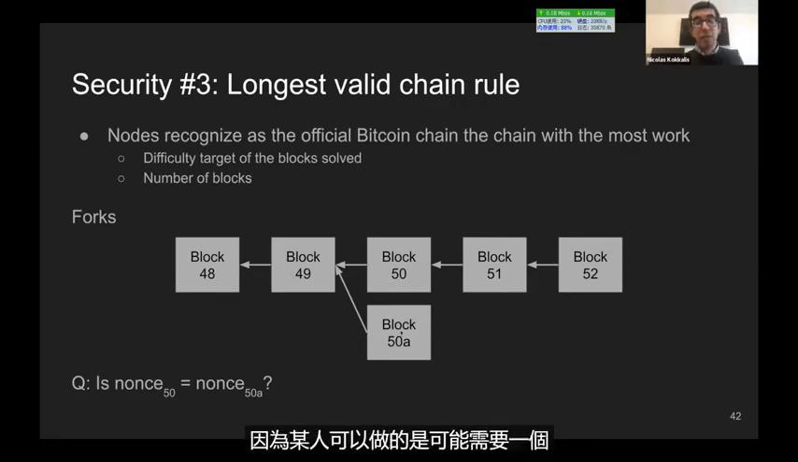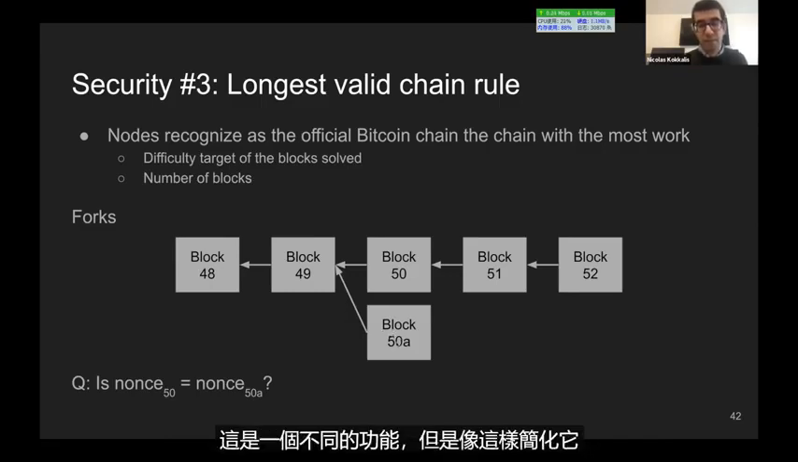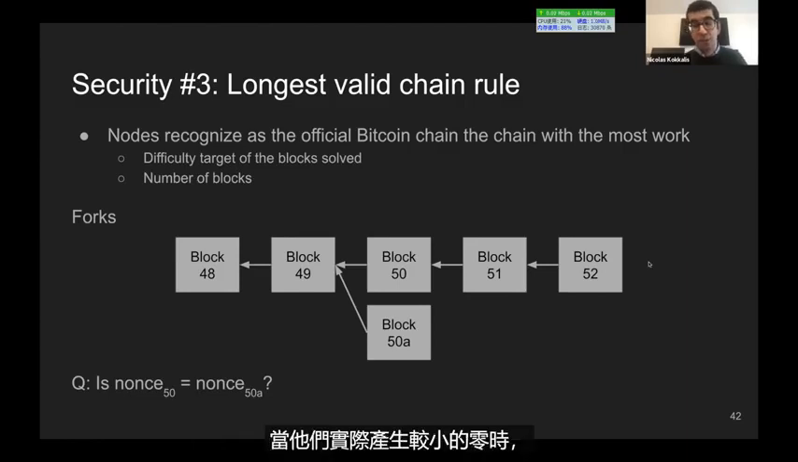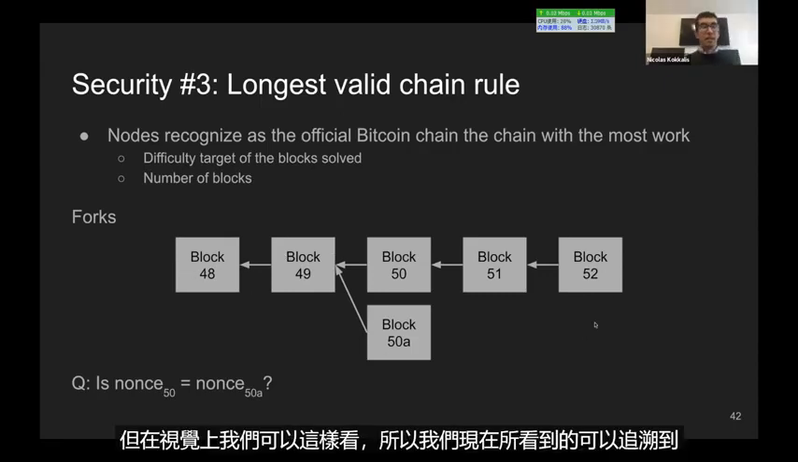Because someone could take a really small difficulty here and produce a ton of blocks, and then the sum of all the difficulties here is actually smaller than the difficulty over here. And it's not a sum, it's a different function, but simplifying it like that, it would basically try to fool everyone to follow this blockchain when they actually produced it with a smaller number of zeros in the beginning.